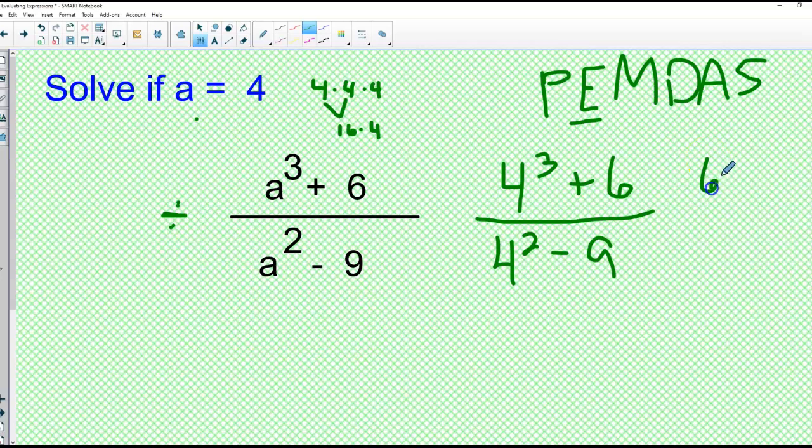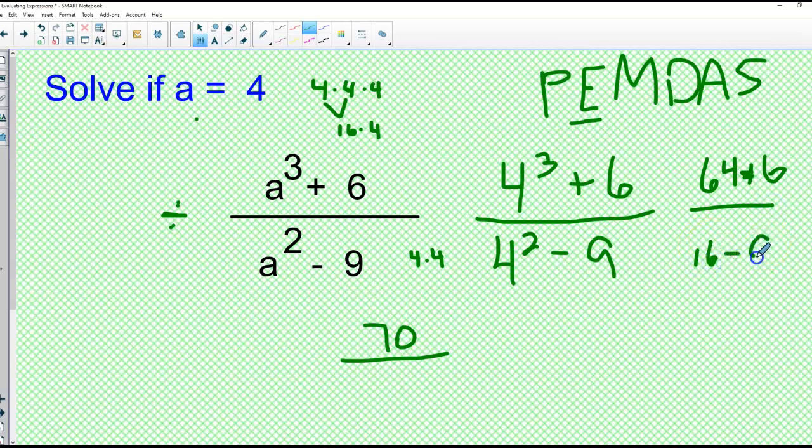Okay, so 64 plus 6. So the only thing I have left on the top here is addition. So 64 plus 6, it looks like the top part of my problem here is equal to 70. Now let's look at the bottom. 4 to the second, or 4 squared, minus 9. So again, that is not 8. 4 squared means 4 times 4. It means there's two 4s you're multiplying together. So that would be 16.